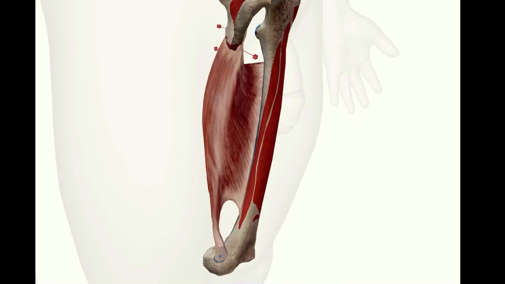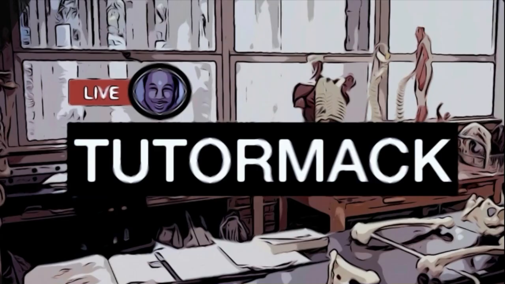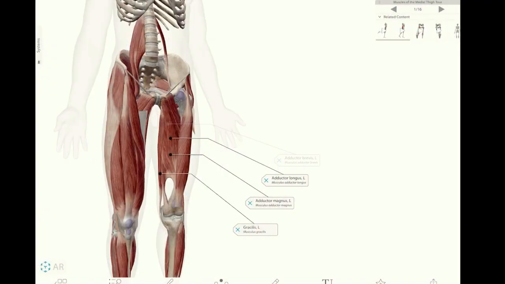Here, we can see the muscle has an extensive origin spanning from the inferior ramus of the pubis to the ischial tuberosity. Which muscle originates from the inferior pubic ramus and inserts onto the medial anterior tibia? It plays a crucial role in hip adduction, flexion, and medial rotation. Is it adductor brevis, adductor longus, gracilis, or none of the above?